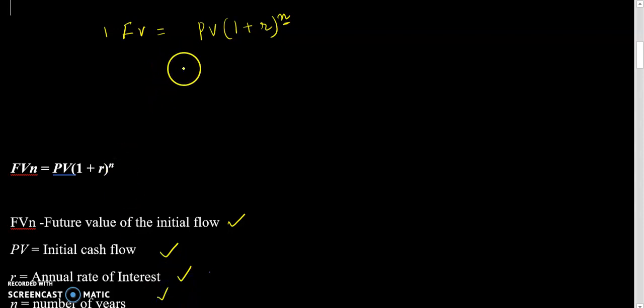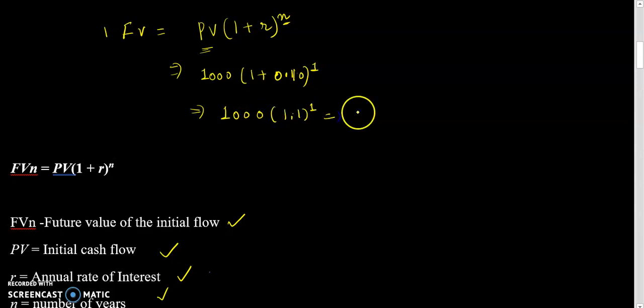Let's put all the values which we just discussed in the formula. Mr. A deposited 1000, which is the present value, and the rate of interest is 10%. You can write it like this: 1.1, for 1 year. If we just solve this, 1000 times 1.1 for 1 year, future value comes out to be 1100, which is the same as we just calculated.